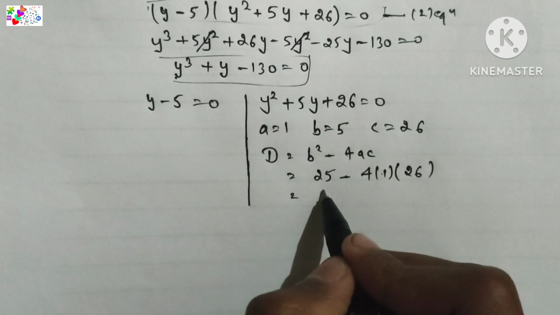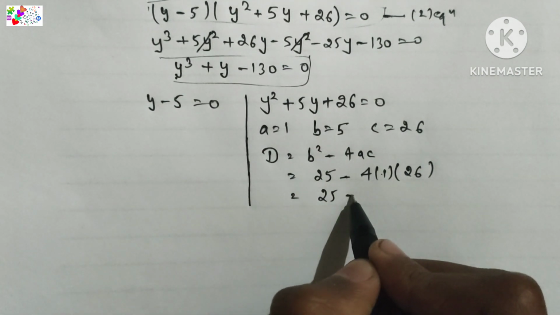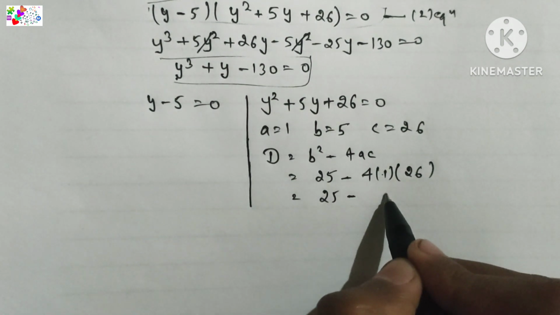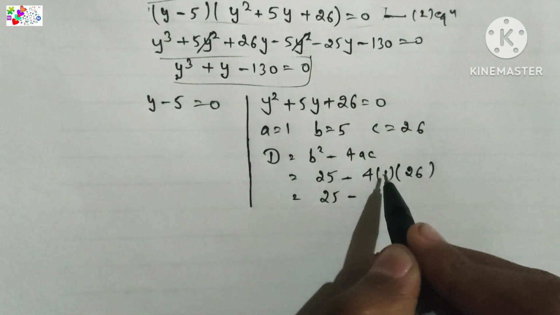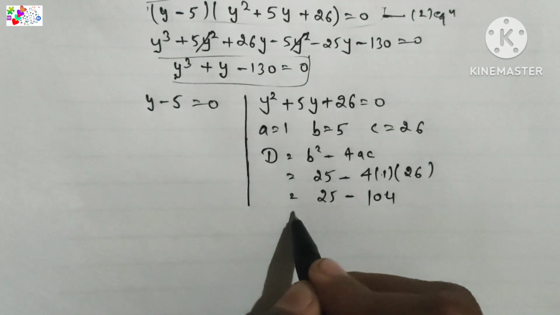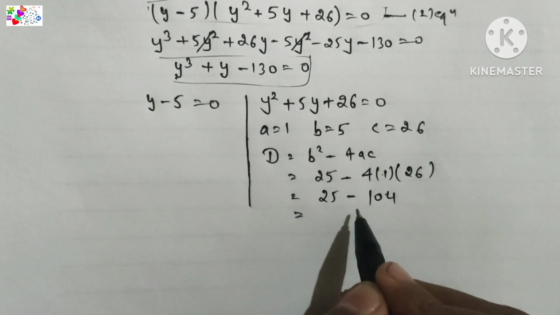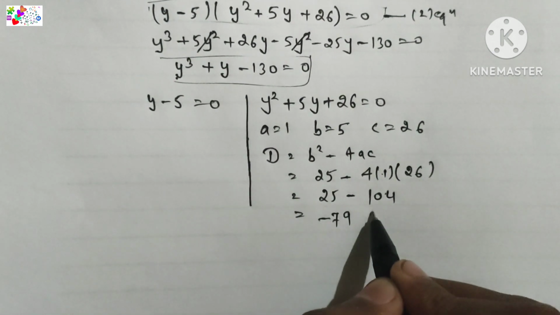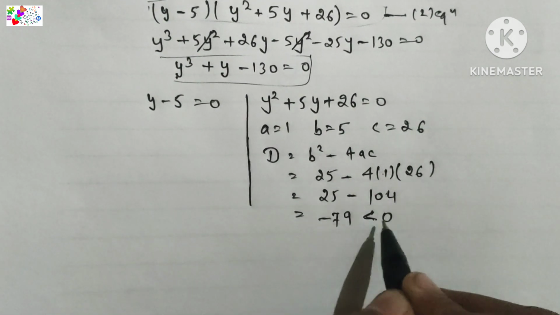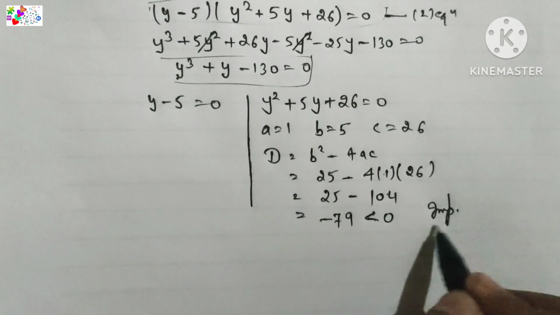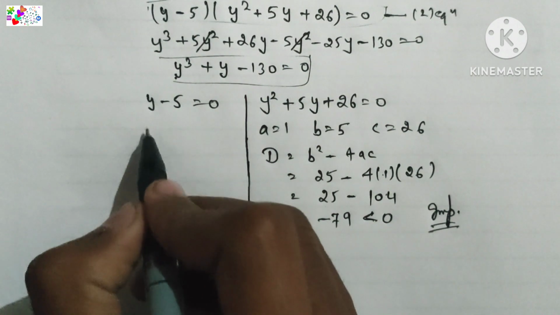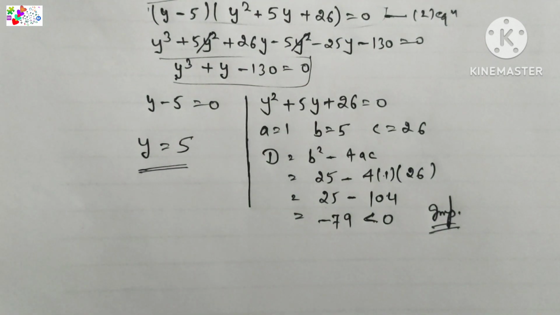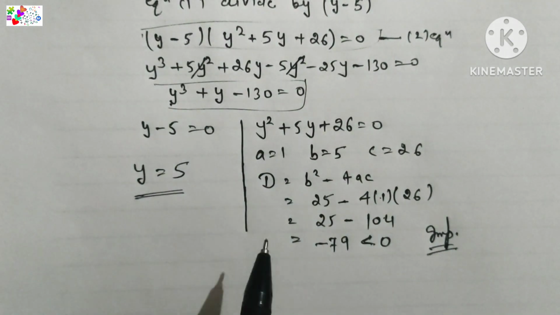So this is 25 minus 104, and this is minus 79, which is less than 0, so this gives us imaginary values, so I will reject this equation. So our y value is 5, and we get y's value 5 from the other equation.